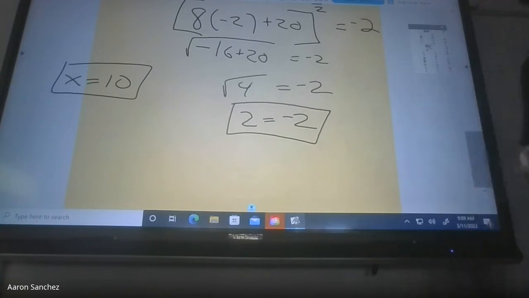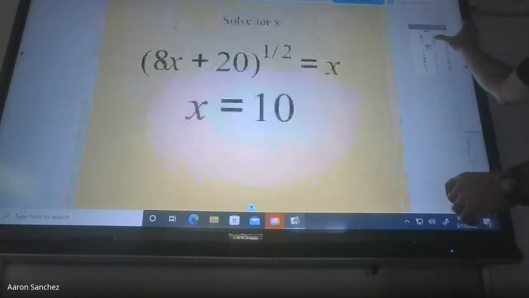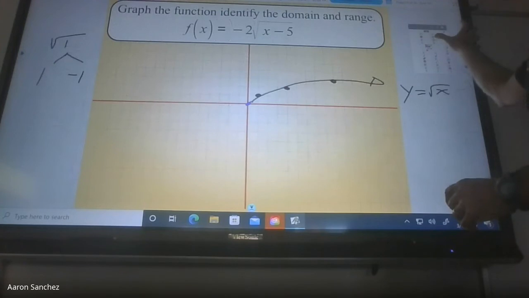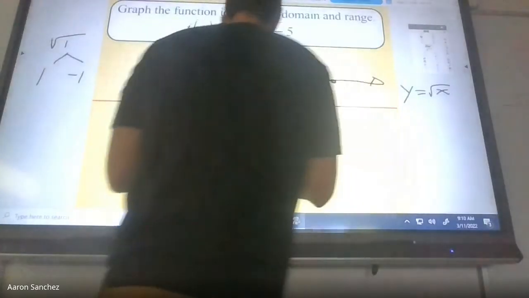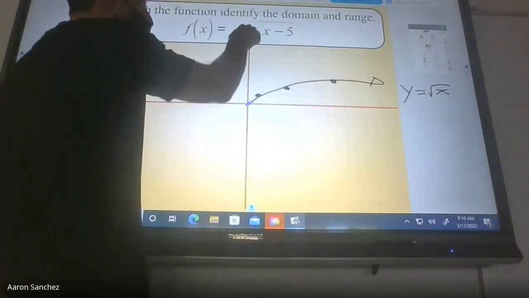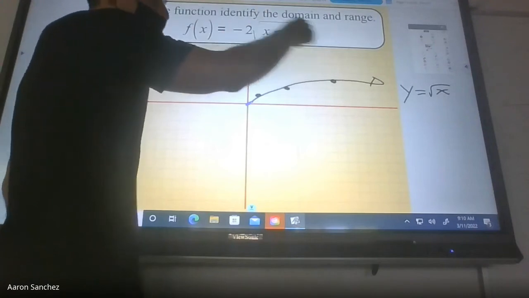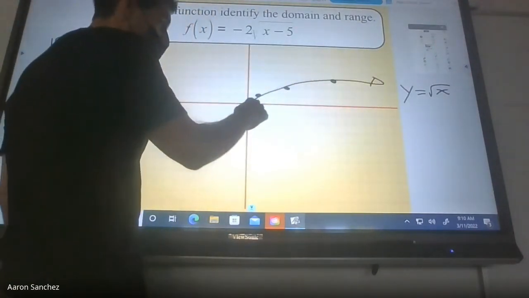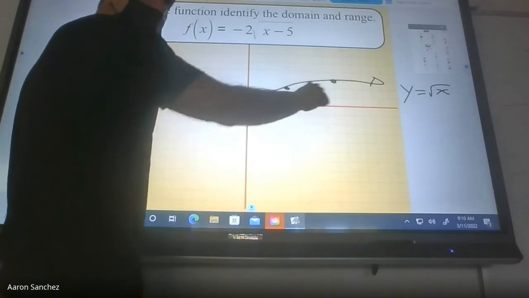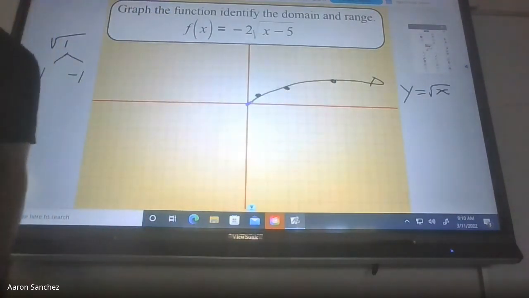Okay, so let's go back. We're still working on this one problem. The point of this one problem was this. This is what I want you to remember. This is the square root of x minus 5. The parent function is the square root of x, which is over 1, up 1, over 4, up 2, over 9, up 3. Do you understand that pattern?